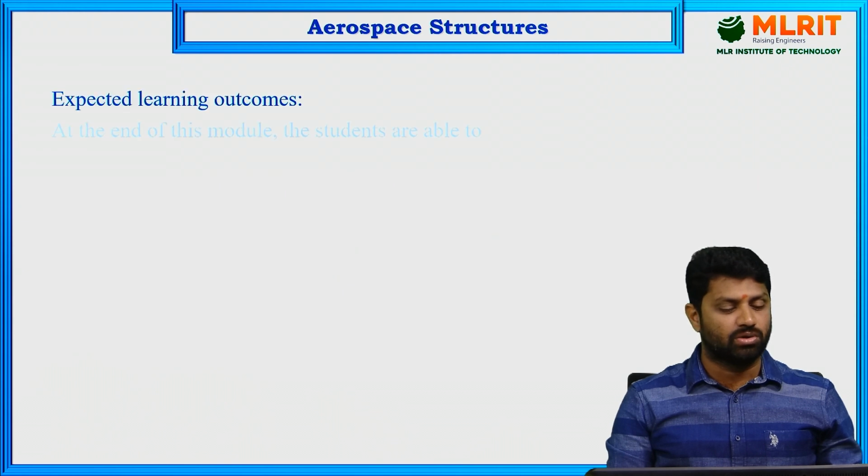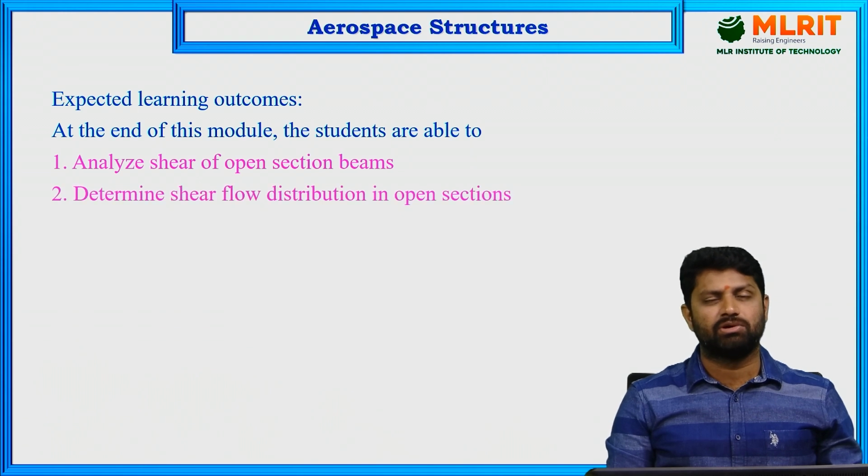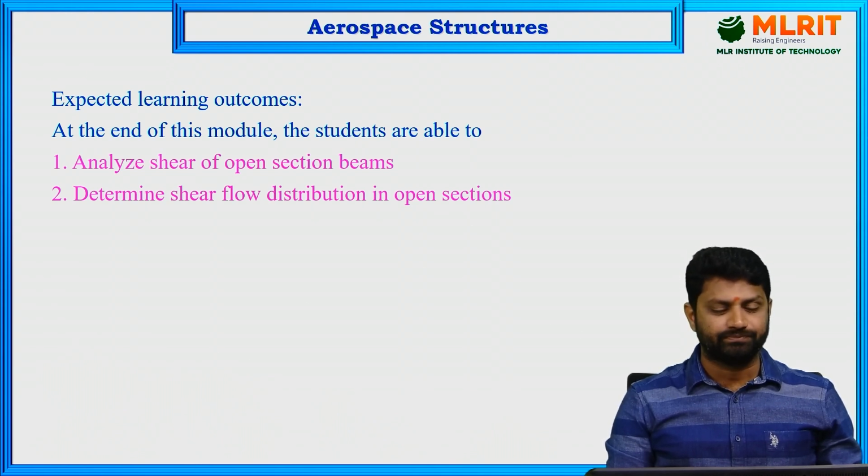The learning outcomes in this module are: the students are able to analyze the shear of open section beams, and the students are able to determine the shear flow distribution in open sections, like the direct stress distribution that we got. So here also we need to see the shear flow distribution.